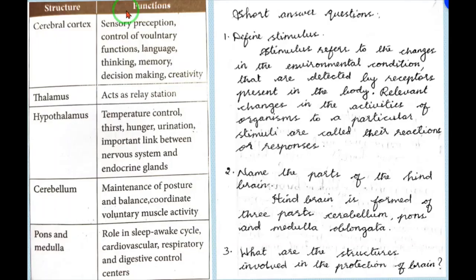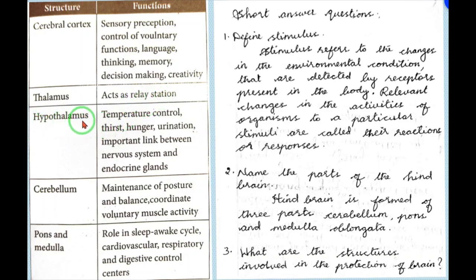Now let's see the functions of the human brain. First, the cerebral cortex. Function: sensory perception, control of voluntary functions, language, thinking, memory, decision making and creativity. Second, the thalamus acts as a relay station. What does relay station mean? It receives signals and retransmits them.